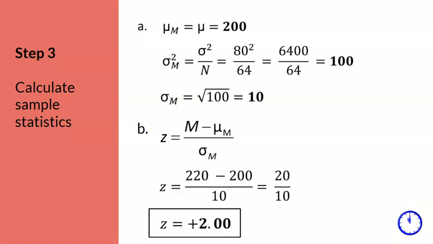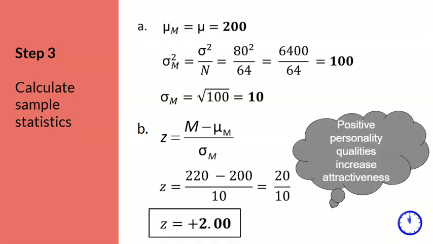Now, I want you to think like a researcher. What does this z equals +2 mean? Well, the plus sign indicates that it is above the mean, or that there is an increase. Our dependent variable, or the variable that we were measuring, was attractiveness. So the z-score means that being told positive personality qualities appears to increase attractiveness. This initial interpretation of the z-score value is critical in writing summary and interpretation statements.